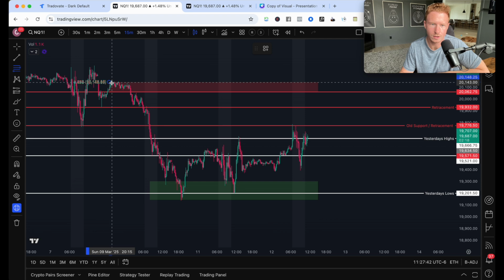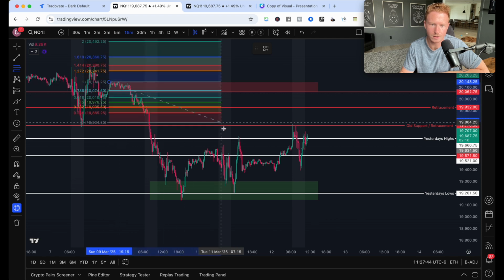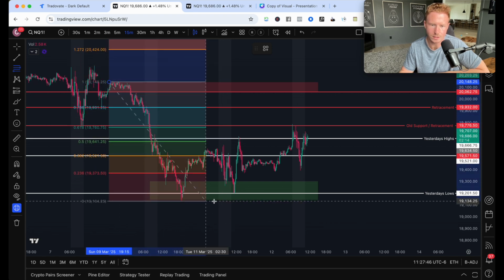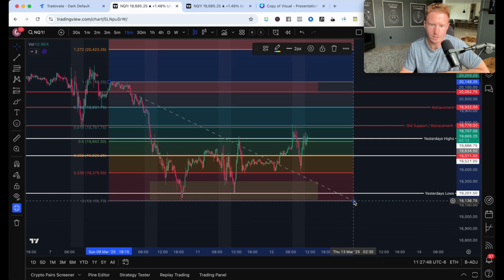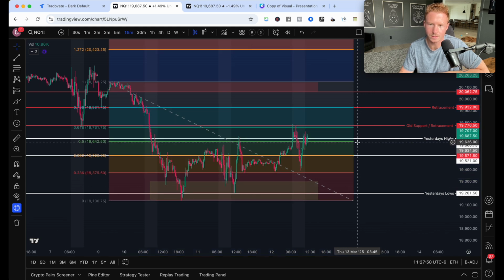So if we go from the top of this move down to the low, this low right here, we can see that basically yesterday's highs was our 50% retracement. We got old support right here, which also lines up with our 0.618 retracement. And then we got another old support turn resistance on our 0.786.